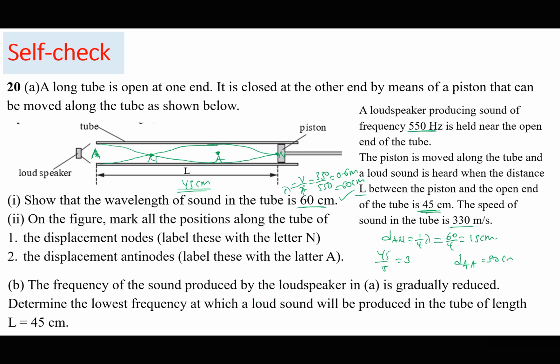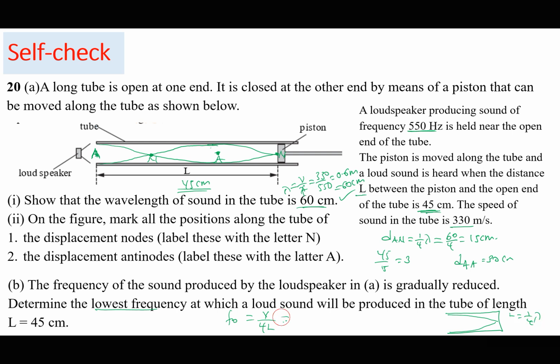The frequency of the sound produced by the loudspeaker is gradually reduced. Determine the lowest frequency at which a loud sound will be produced in the tube. The lowest frequency is the fundamental. And the fundamental frequency f0 is going to be formed when f0 is equal to V over 4L, because it will be a quarter of a cycle. For the fundamental mode of vibration, remember we have a quarter of a cycle in the length L. So L is equal to a quarter of a wavelength, so the wavelength is going to be 4L.